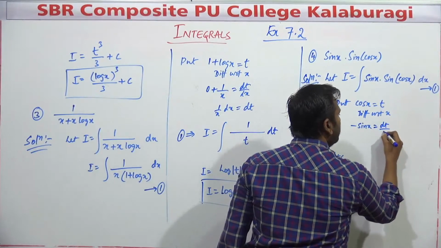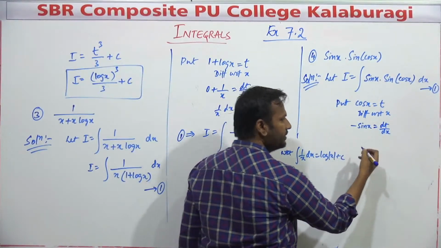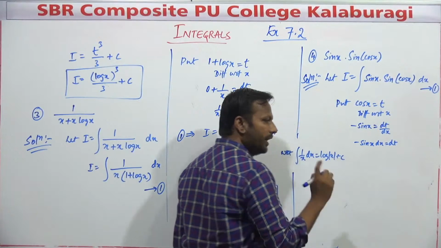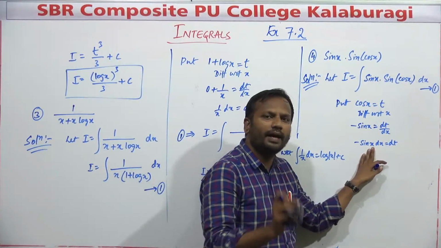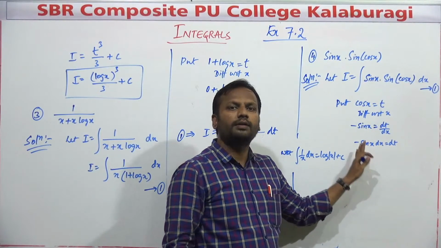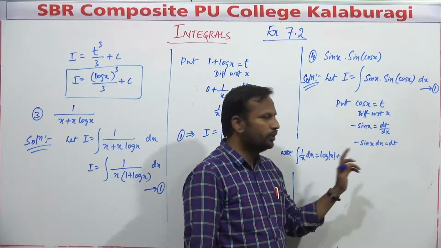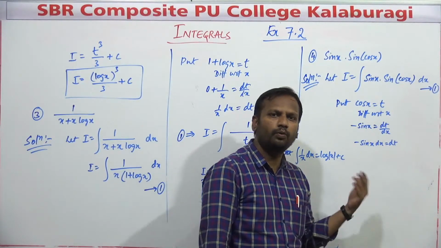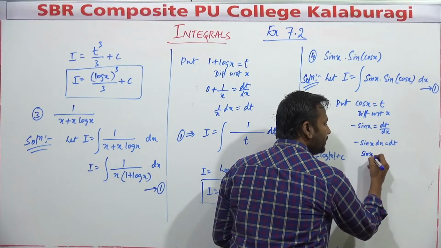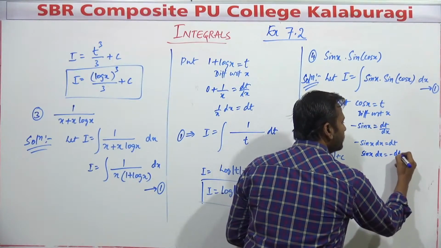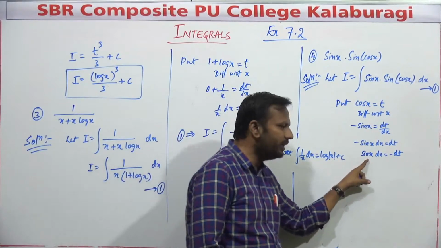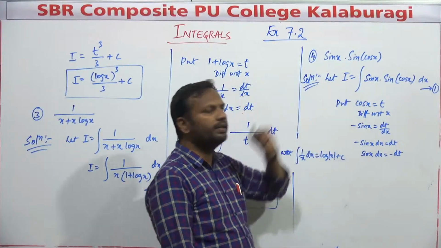dt by dx. Send dx to the left side, cross multiply. Minus sin x dx is equal to dt. I told you, you should have only the x terms in the LHS. Whatever constant terms or negative terms, send them back to the RHS. How can we send it back? Just multiply by minus 1 on both sides. What happens here? Sin x dx is equal to minus dt. Only x variables should be in the left hand side. So these will be the differentiable factors of the given integrand.